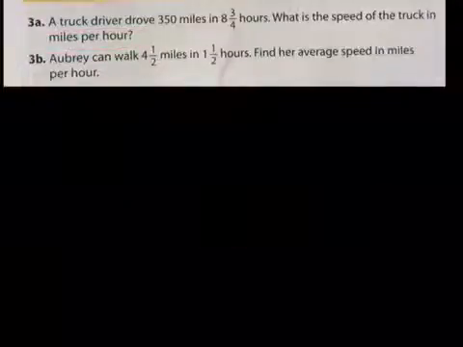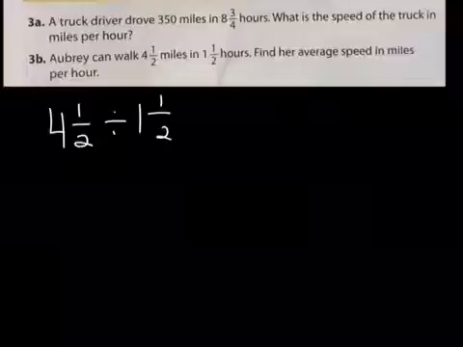Okay, Aubrey can walk 4.5 miles in 1.5 hours. Find her average speed in miles per hour. So again, let's write it down as a division problem. And this is what we get. Now we can go ahead and convert these mixed numbers into improper fractions.